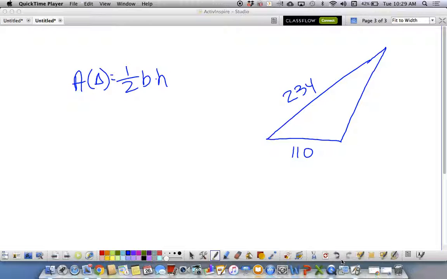Okay. And what was this one? Was it 36? Yes. And what was this one? 27. Okay. Can we find that side? I don't doubt that you can find that side. Would you like to find that side? Not right now.